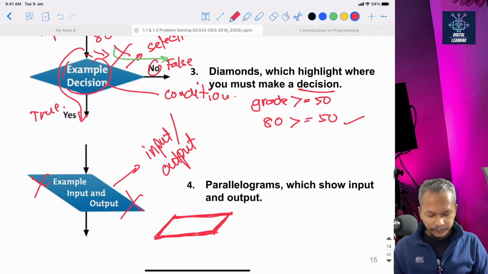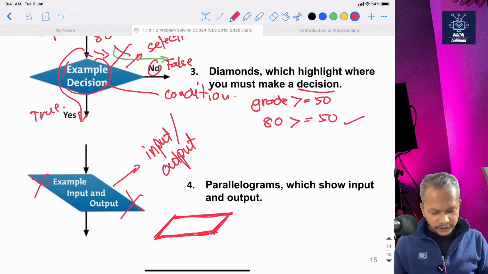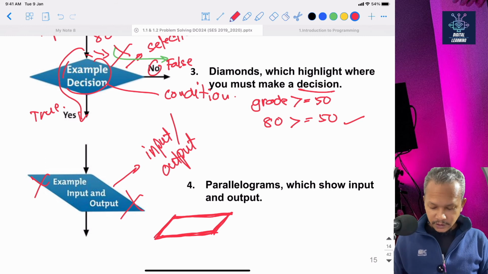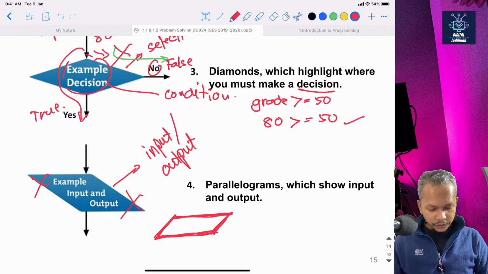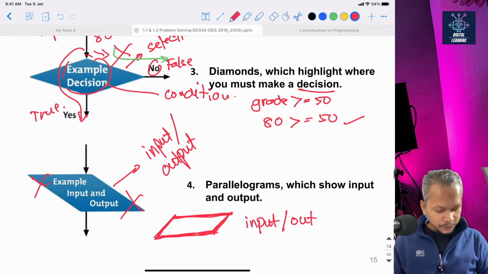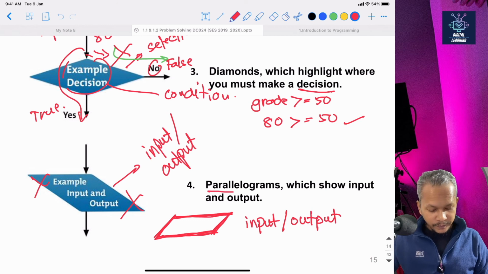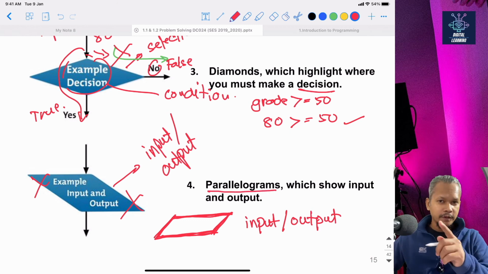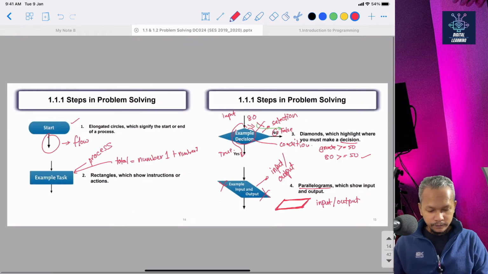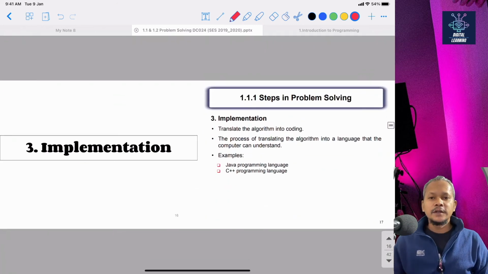If a question is asking about the shape, you need to answer this is input, output, not parallelogram. Or if a question is asking what the shape name is, you can give the name parallelogram. Okay, please remember that. Now we will continue to the next lesson on the implementation.